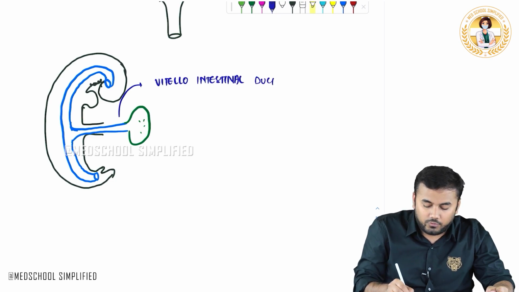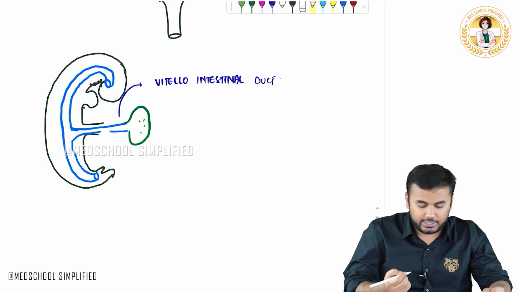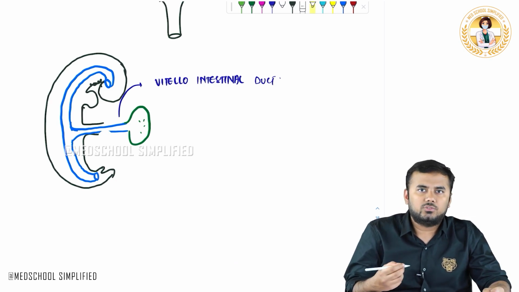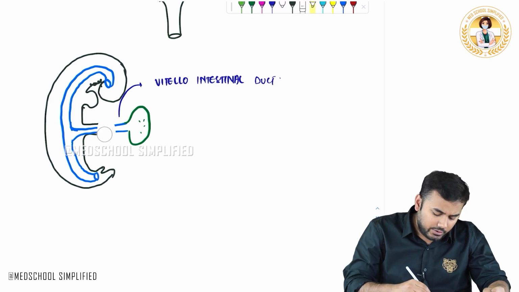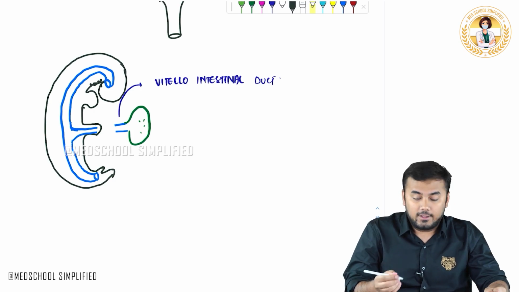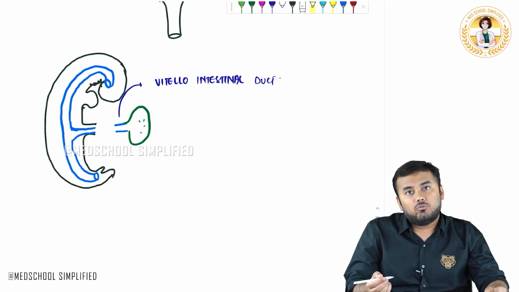At one time, this vitello-intestinal duct will undergo obliteration. Once the yolk sac is finished, once the food within the yolk sac is finished, the vitello-intestinal duct undergoes obliteration. It closes abruptly like this. For example, if there is no obliteration and it stays open, then what will happen?